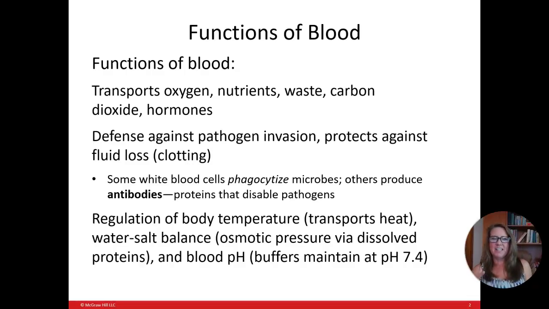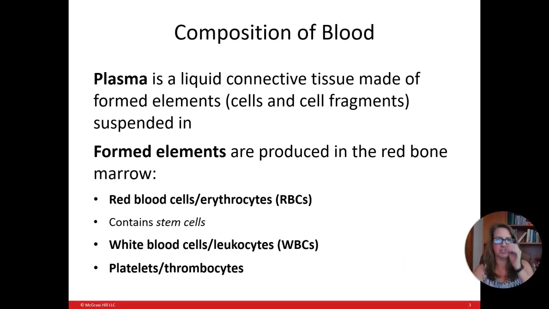Other ways that the blood is really helping out the cardiovascular system is in homeostasis. So things like pH balance, buffers, the regulation of salts in our blood. Those are all very, very important functions of the blood that is going to help maintain homeostasis in the cardiovascular system.